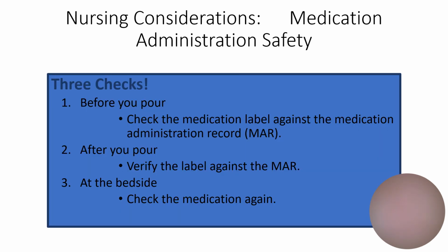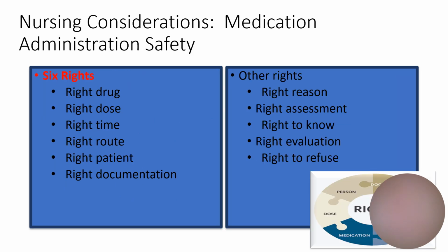So you always do 3 checks before you give your medication. That's how your skill sheet checkoff will be, performing the 3 steps. So before you pour, you check the administration label against the medication administration record. So you want to look at the drug compared to the MAR. After you pour, you verify the label against the MAR. And then at the bedside, you'll check the medication again before giving.